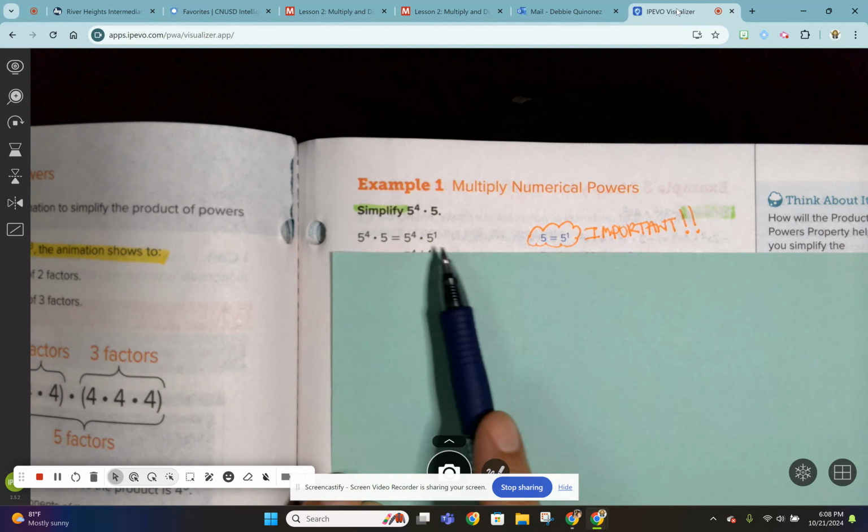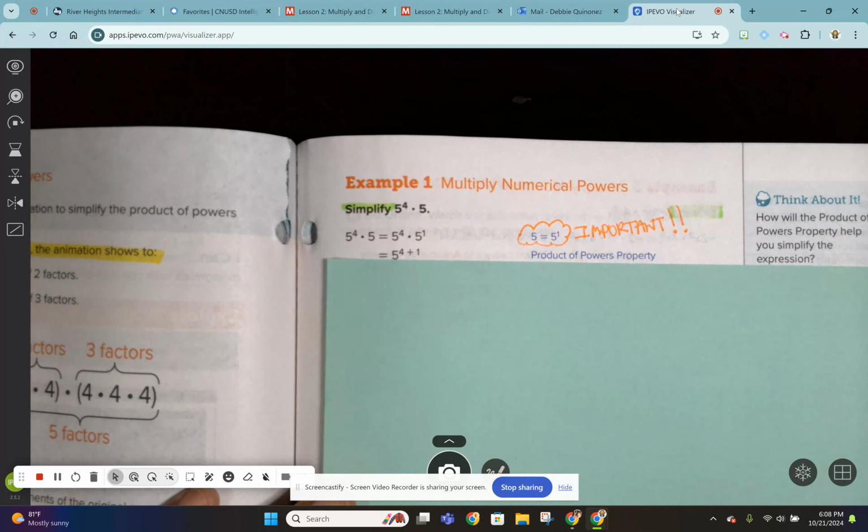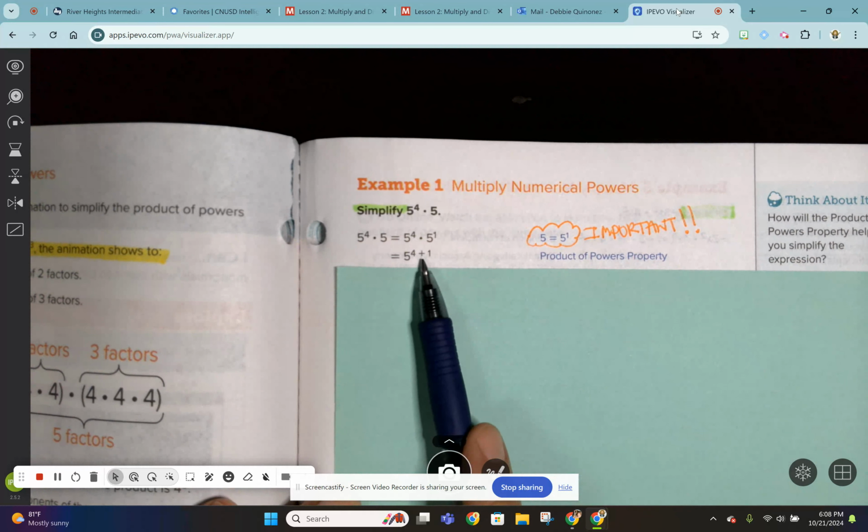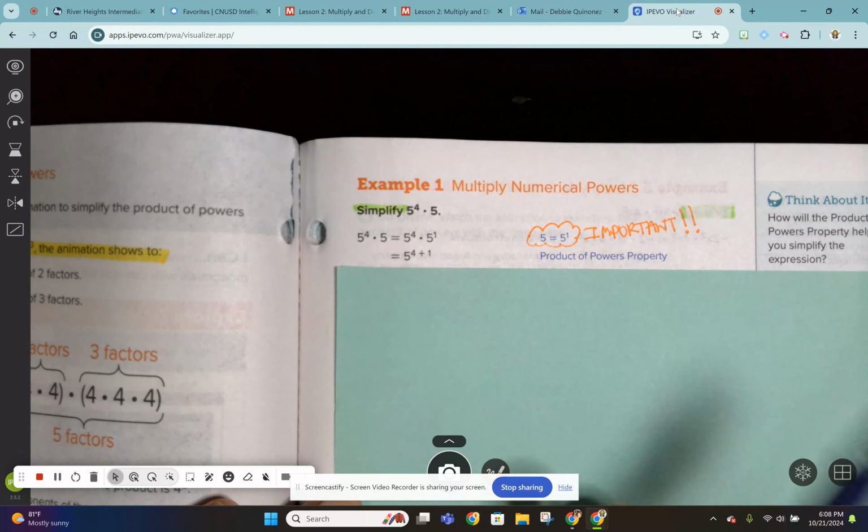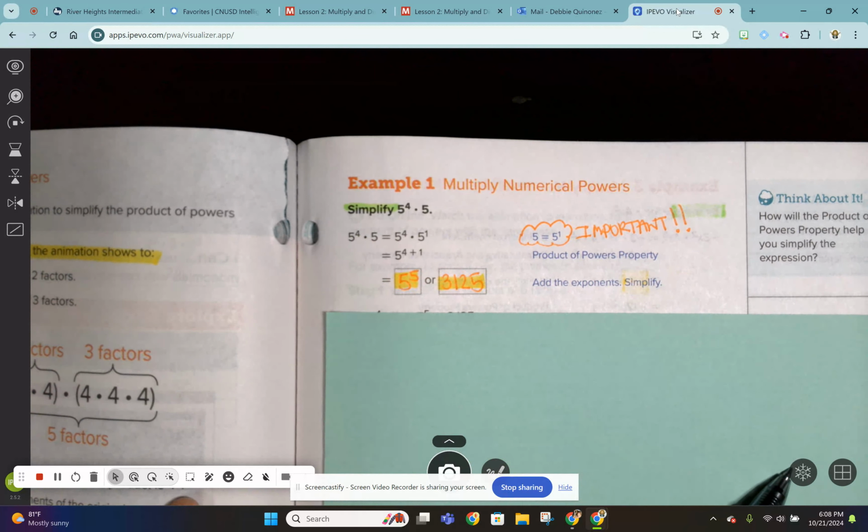So if there's no exponent next to it, the way it was here, then you need to write it as 5 to the 1st to remember it. Here's why it matters. Because once you put those together and use the shortcut we just learned, you're going to add the 4 plus 1, and 4 plus 1 makes 5, right?